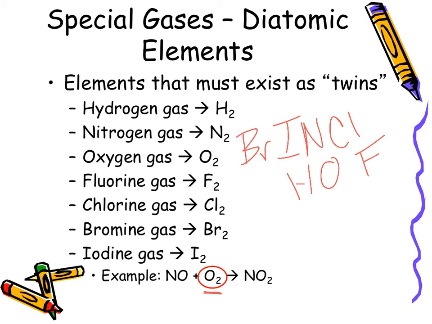So notice here we've got nitrogen monoxide plus oxygen gas. The oxygen gas is diatomic, so we have to write it as O2 when it's by itself. But then over here, it's bonded with a nitrogen, and over here it's bonded with a nitrogen. So we don't need it to be O2 all the time, only when it's by itself. And that goes for any of these elements all the time.